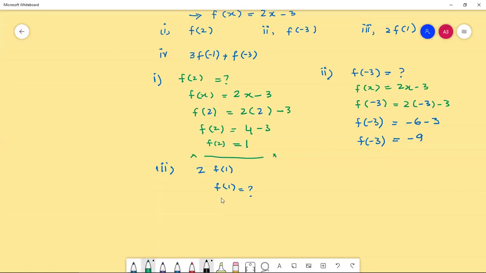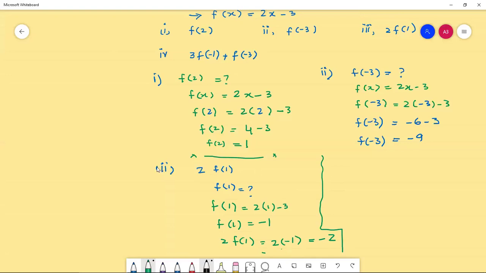How do you find f of 1? Similarly, like we found above, f of 1 is equal to, I'm going to find it directly, 2 into 1 minus 3. This will become minus 1. And after that, in the last step, you have to multiply 2 with f of 1. So on both sides, 2 into minus 1 will become minus 2. So this is our final answer.